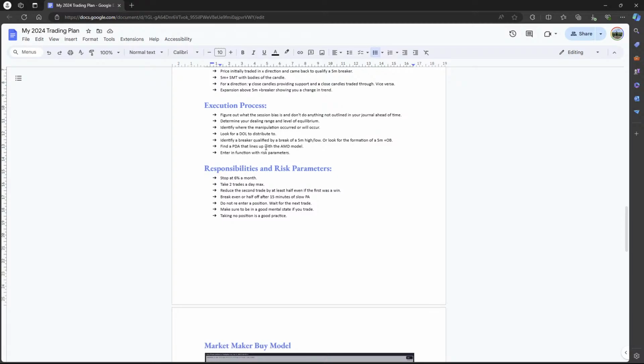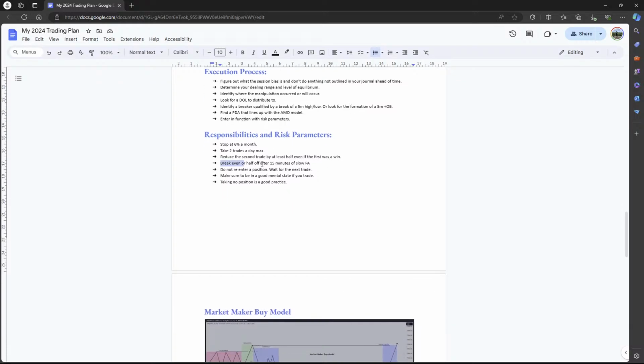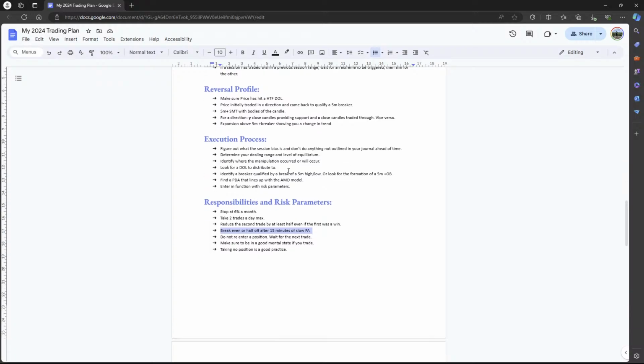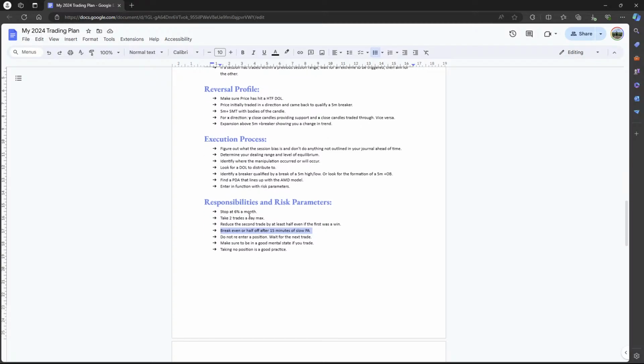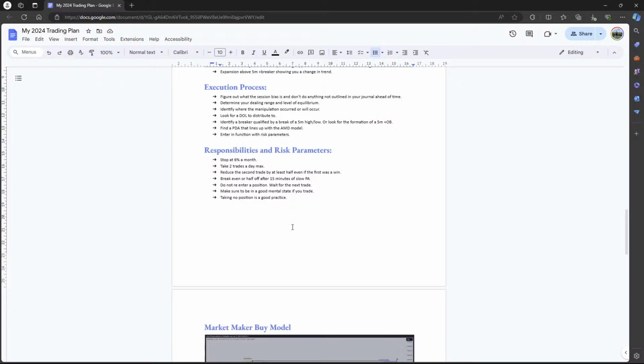Find a PDA that lines up with the AMD model, enter in function with risk parameters, and this is my risk parameters. I have things like what happens if I'm in a trade for too long, because I know how I'll react to that, but a lot of these things are going to be different for everyone. Not everyone's going to want to use the same PDA arrays that I use and the same rules that I use, but this is based on how I feel. After 15 minutes, I don't want it to come back to break even. And so I have these things there to protect me, right?